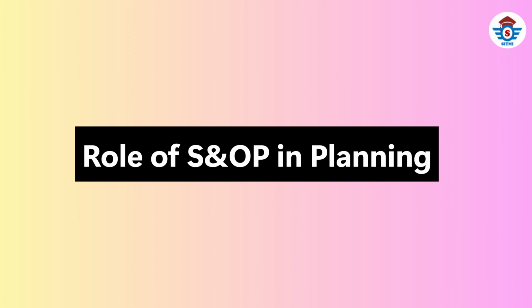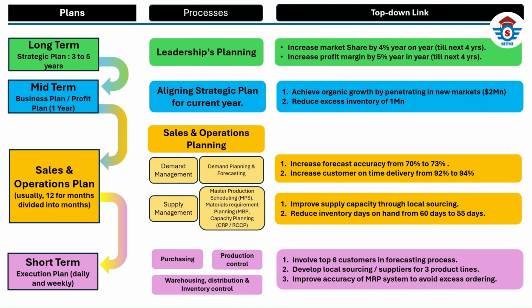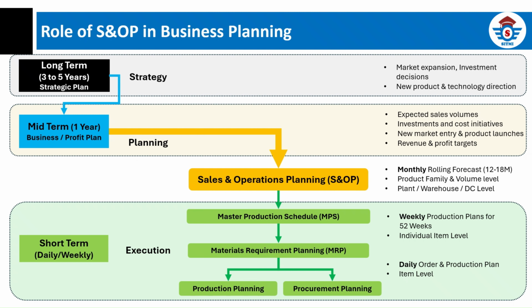Dear friends, we have already understood the high-level role of the S&OP process, and in our previous sessions, we also discussed the three planning horizons: short-term, mid-term, and long-term planning. Now it is important to understand the different types of planning used in a business and how S&OP fits into this overall planning environment. We will also see the key planning methods and tools used in organizations and how they are linked to long-term, mid-term, and short-term plans.